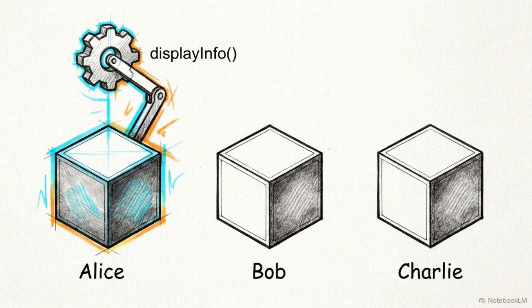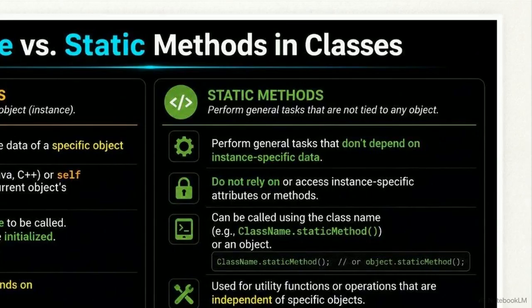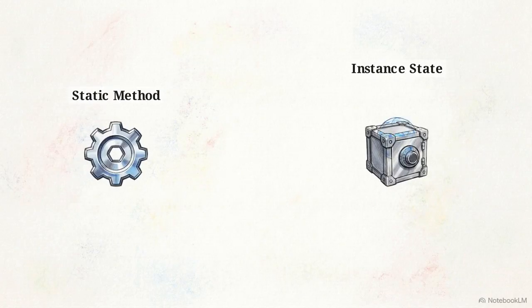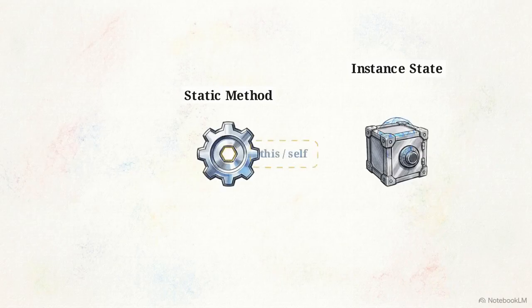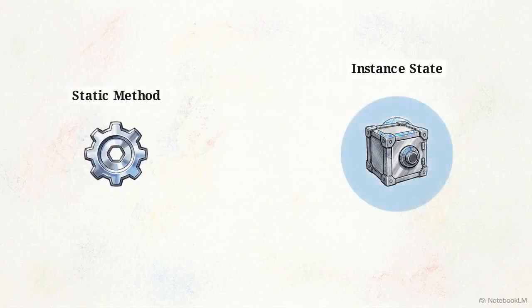But sometimes a program needs to execute a task that has absolutely nothing to do with a specific object's state, a universally applicable utility. For these scenarios, we use static methods. These are behaviors that belong to the overall class itself, rather than any individual instance. They perform tasks that do not depend on instance-specific data. Since a static method isn't tethered to a specific object, it has no this or self context. It physically cannot access private, instance-level attributes.